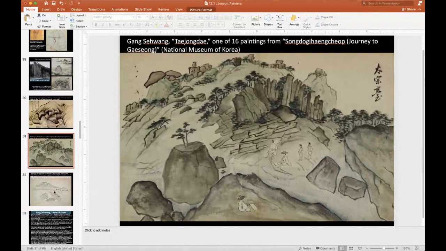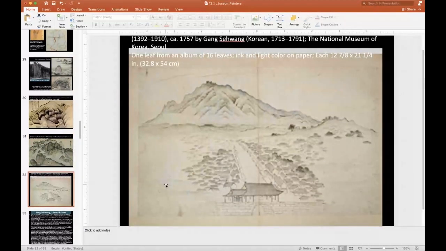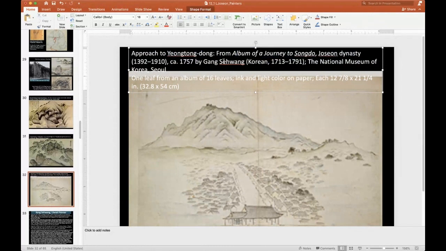So these are Kang Se-hwang's works. And then this is another scene of Kaesong that he visited on the way to Songdo. This is the gate of Songdo, and houses are lining up on either side, and all the way back there are more mountains.